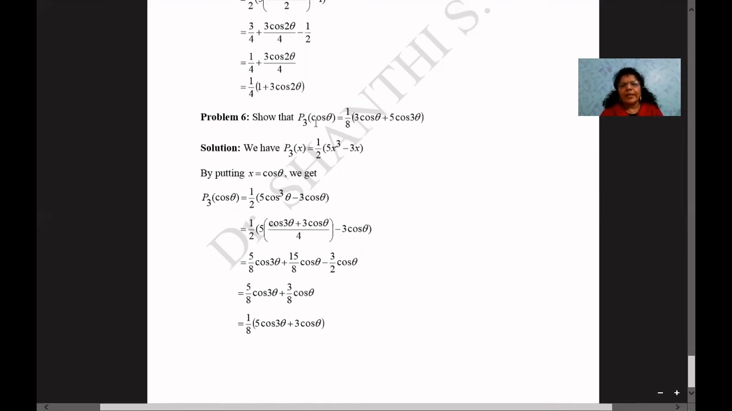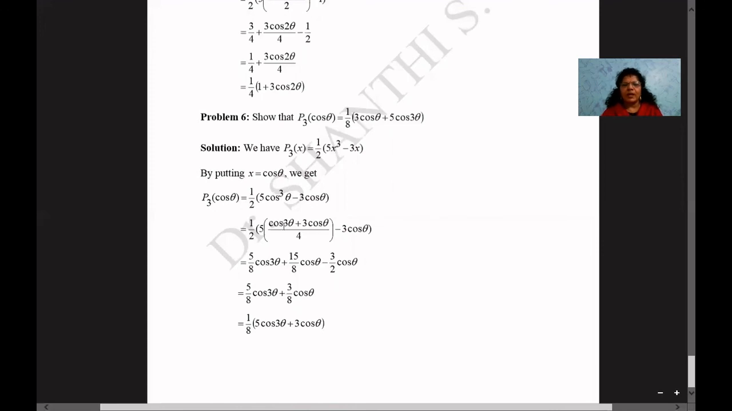Now we'll move on to the last problem of this Legendre polynomial. Show that P3 of cos theta is equal to 1 by 8 of 3 cos theta plus 5 cos 3 theta. To prove this, I am writing the Legendre polynomial P3 of x. That is 1 by 2 of 5x cube minus 3x. Put the value of x equal to cos theta. So P3 of cos theta is equal to 1 by 2 of 5 into cos cube theta minus 3 cos theta.